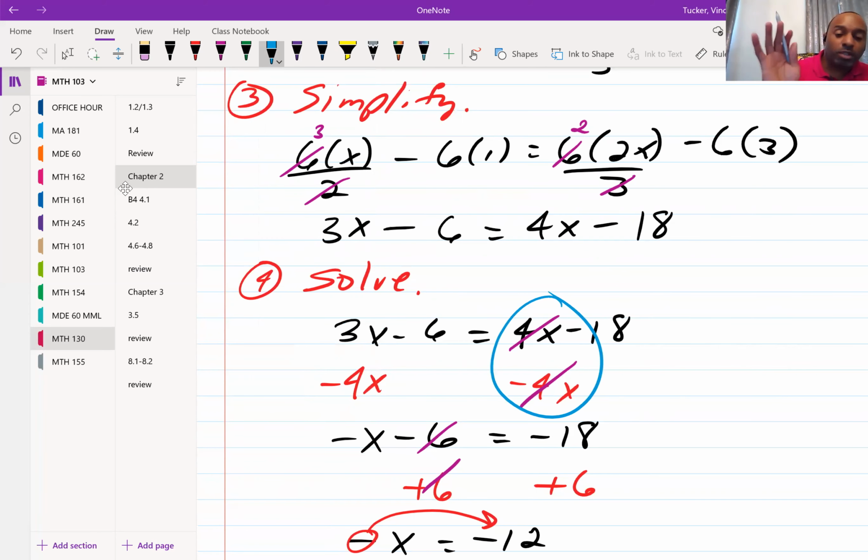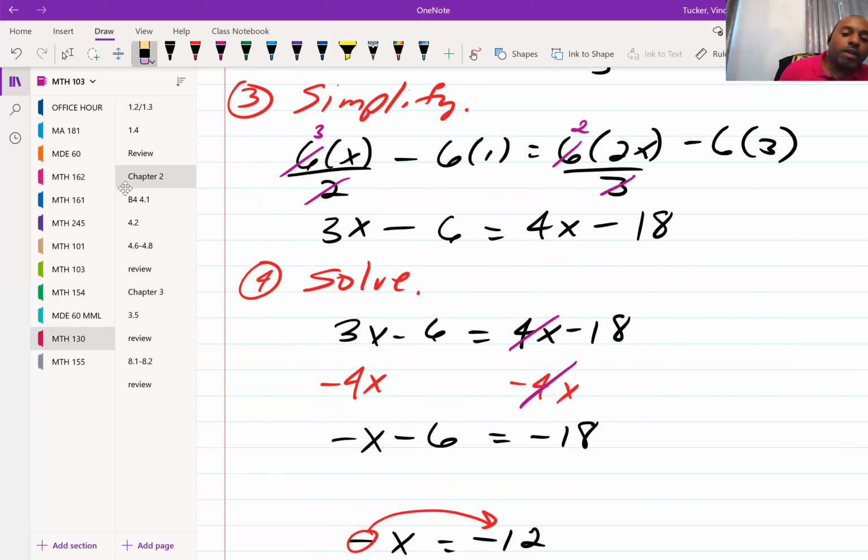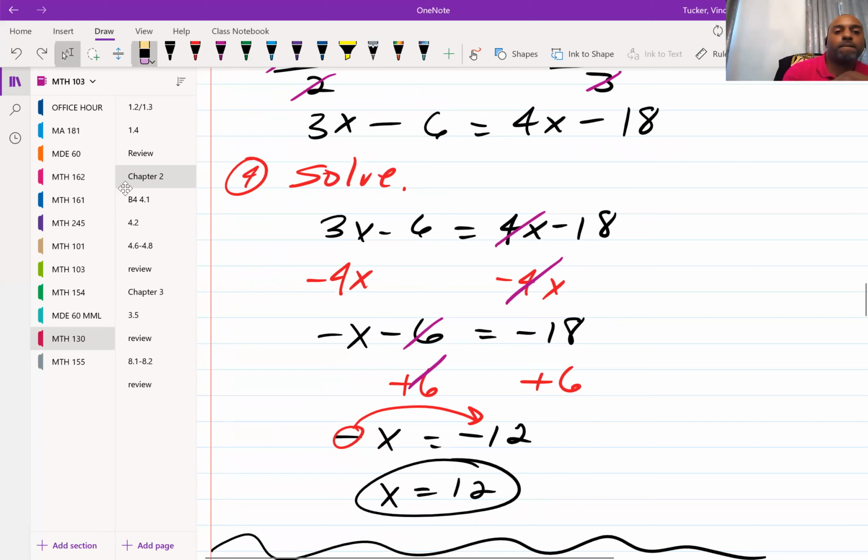I decided to subtract 4x from both sides. All right. Subtracting 4x from both sides gives me negative x minus 6 equal to negative 18. All right. Now that I have negative x minus 6 equal to negative 18, I will add 6 to both sides. That gives me negative x equal to negative 12.